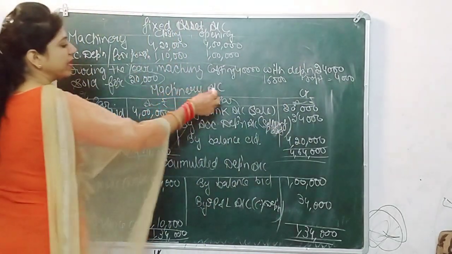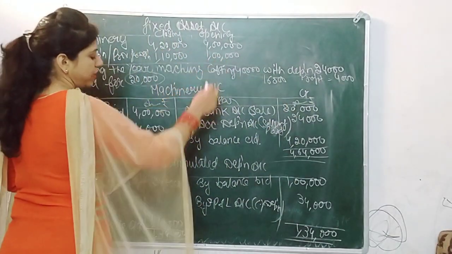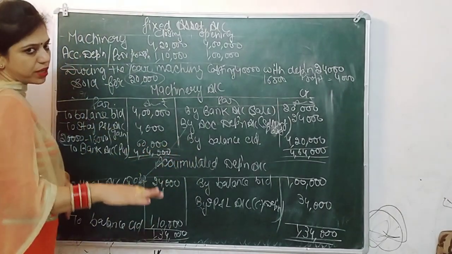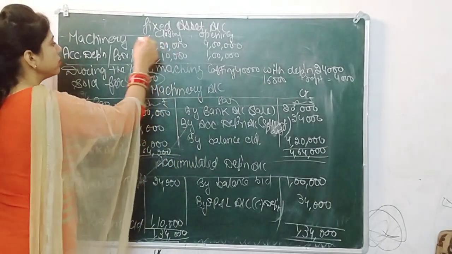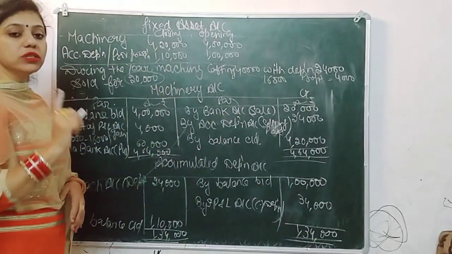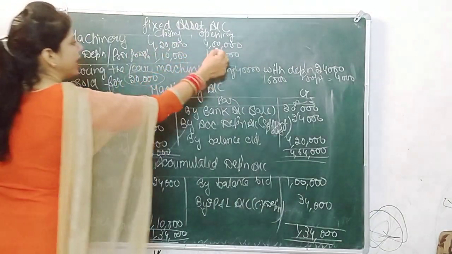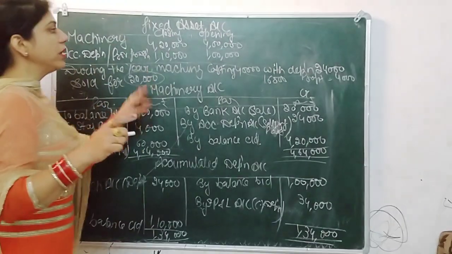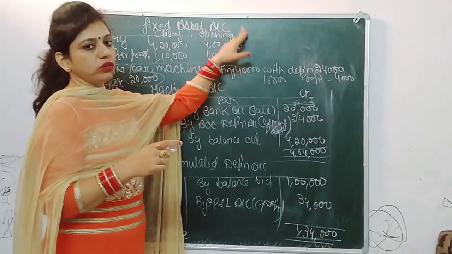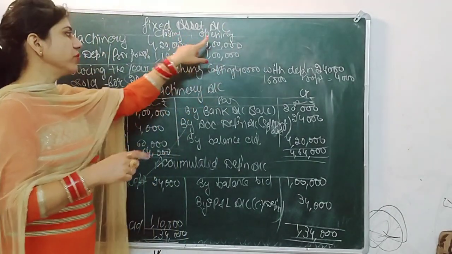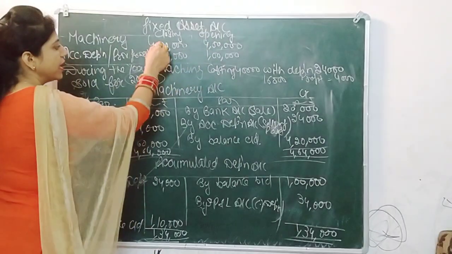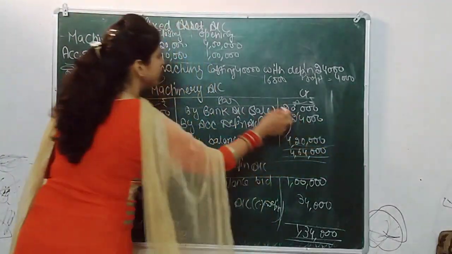So how will we prepare the machinery account and the depreciation account? Let us put the balances. As I told you, machinery is an asset, so start with a debit balance. Opening balance is 4 lakh. Don't forget, opening balance is given, so don't make this mistake later on. Opening balance 4 lakh and closing balance 4,20,000.